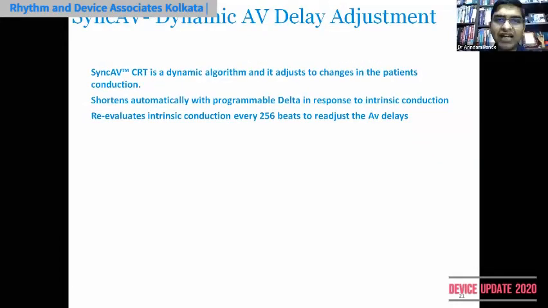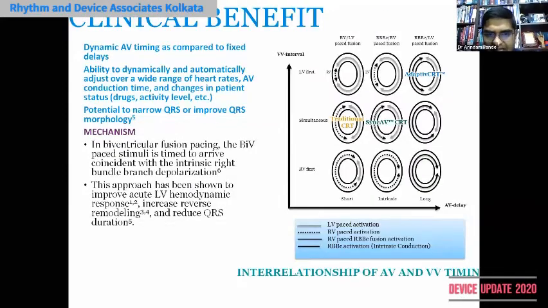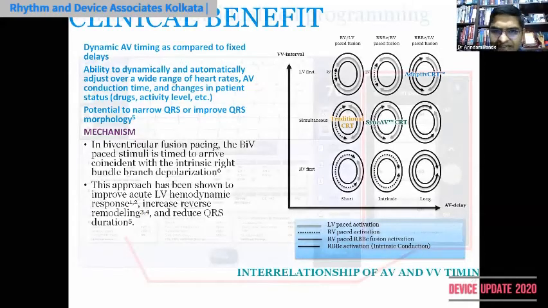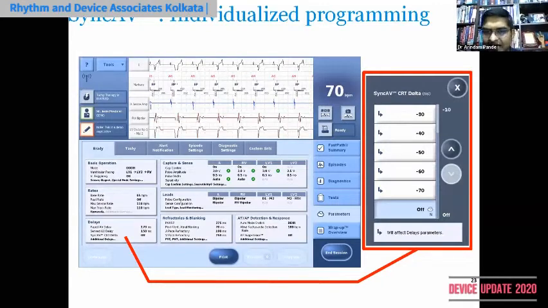Now, one of the algorithms from St. Jude is SyncAV, which utilizes SyncAV delay adjustment. It shortens the AV delay automatically with a programmable delta in response to intrinsic conduction, and reevaluates intrinsic conduction every 256 beats to readjust the AV delay. Now, the clinical benefit, I'll come to later, and how it is done. It is very easy actually. We can adjust this delta.